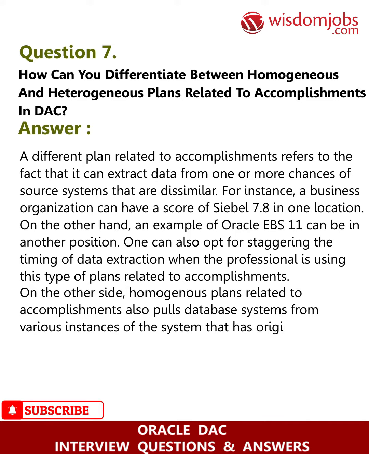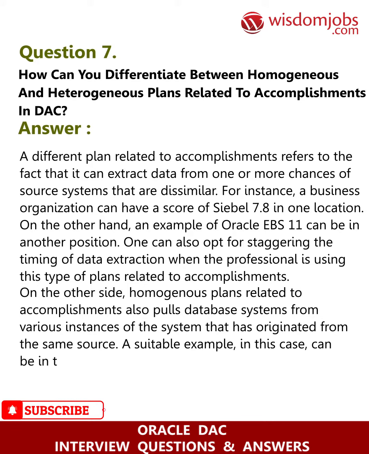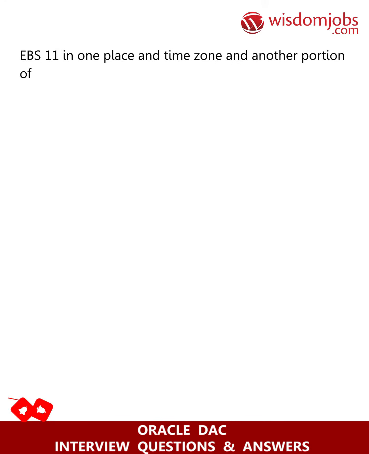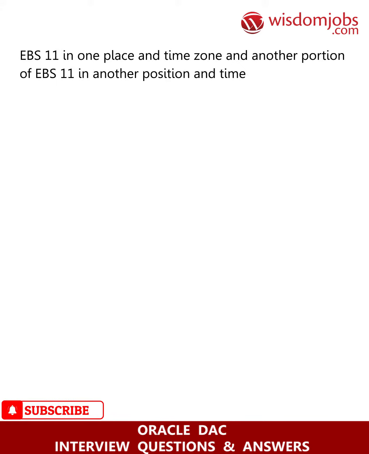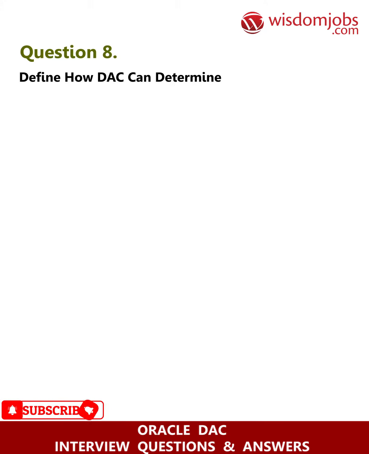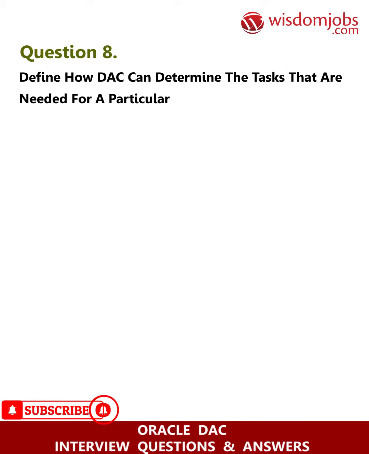A suitable example, in this case, is that a business can have Oracle EBS 11 in one place and time zone and another instance of EBS 11 in another position and time zone. In the cases mentioned above, data extraction timing can be altered so that the business needs of an organization can be met.